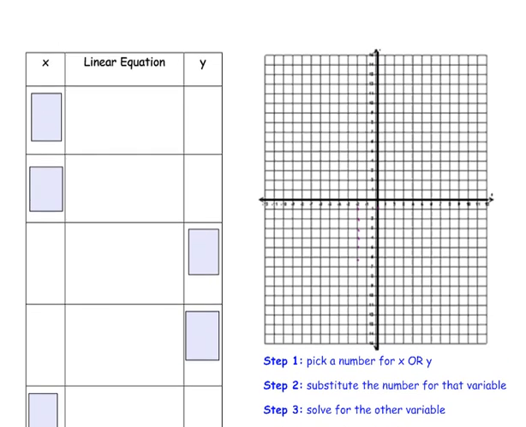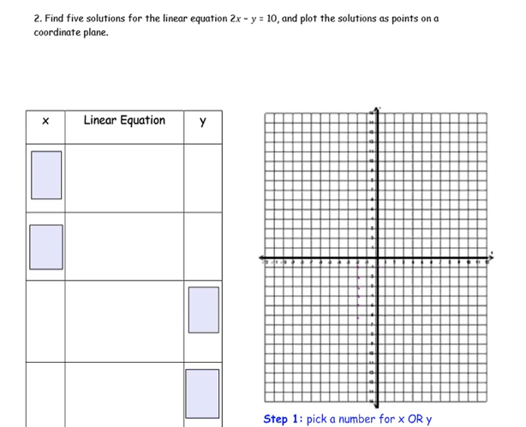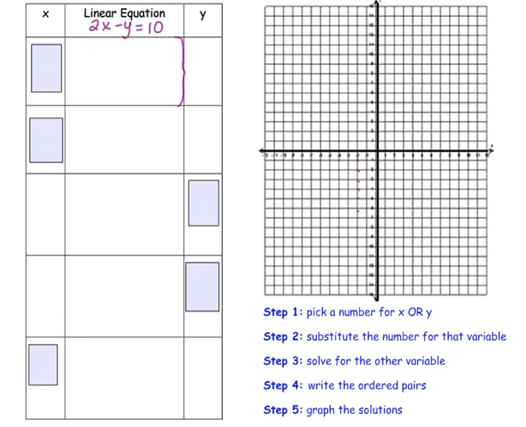Our linear equation is 2x minus y equals 10. I'm going to write that in the table. These cells are not quite long enough to do all of the math needed. You may want to do this on a separate piece of paper if you don't write small. We'll begin by selecting x. As it says in the steps, you can choose x or y. We're going to do a little bit of both for practice.